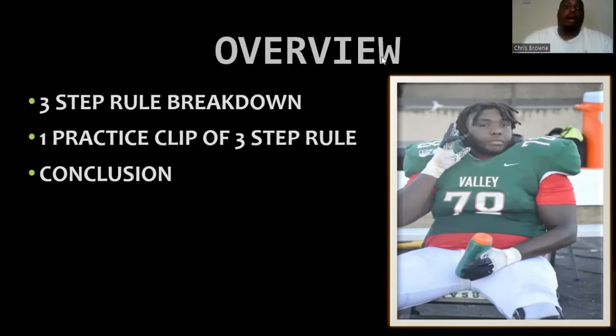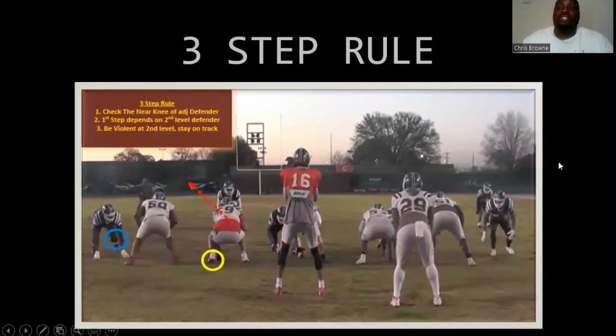All right, so what we're going to do first is break down the three-step rule, when exactly we use it, what it is, and how we use it. All right, we're going to show one practice clip of Veer, one of our guards, doing a great job of executing the three-step rule. And then we're going to wrap it up with our conclusion and our nugget of the week. All right, so, three-step rule.